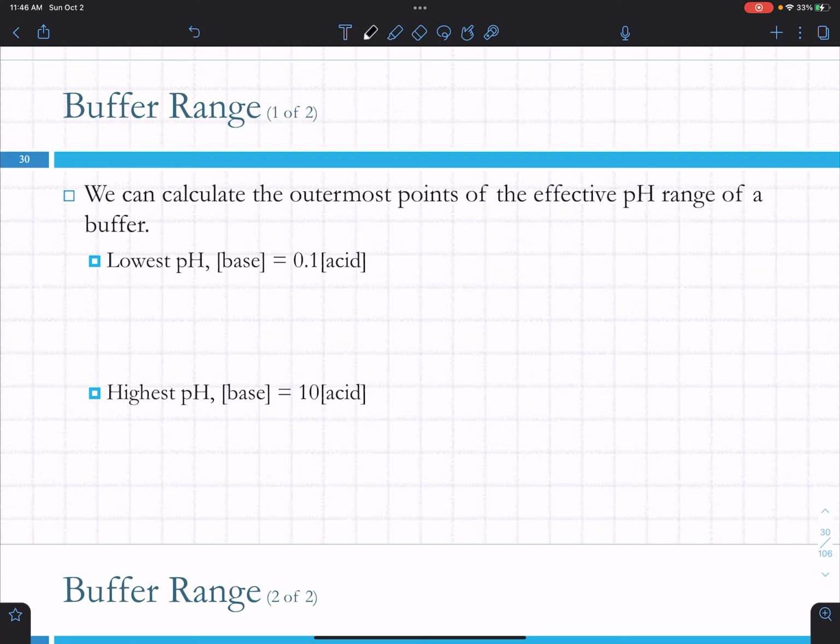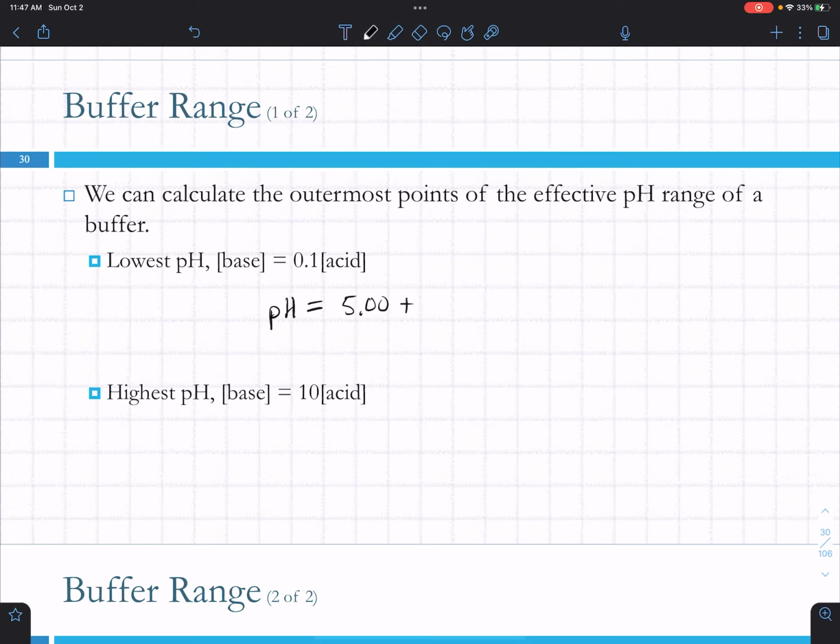So for these outermost points, right, we talked about before that last slide that a ratio of base to acid can be as low as 0.1, or as high as 10 times the amount of base to acid. And we can actually use this and calculate an effective pH range for a buffer. We could do that by just calculating for a generic acid or base. This first number doesn't really matter so much. Let's just use 5 from the previous slide.